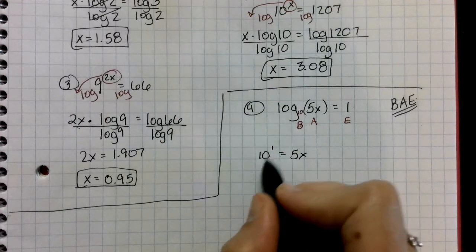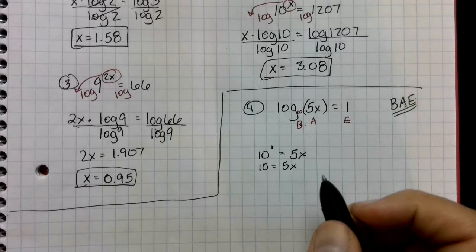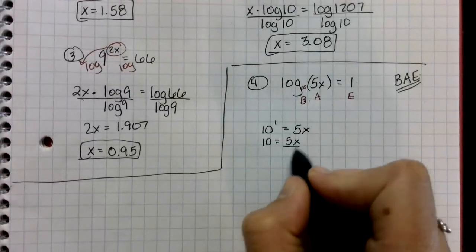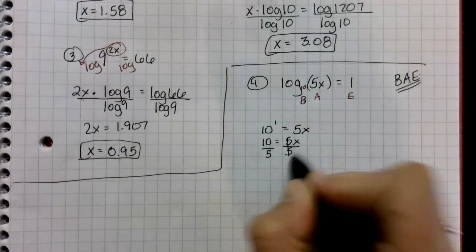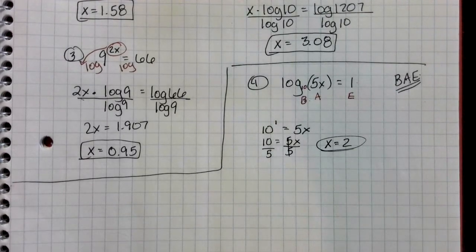Now this is going to be pretty simple. 10 to the power of 1 is just 10. So I have 10 equals 5x. So to get x by itself, all I have to do is divide by 5. So I get x is equal to 2.